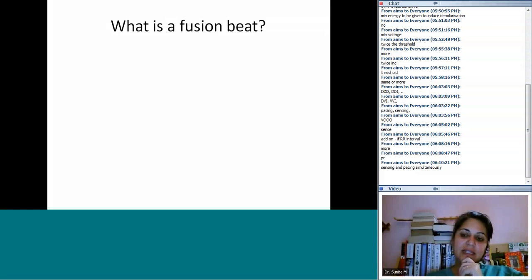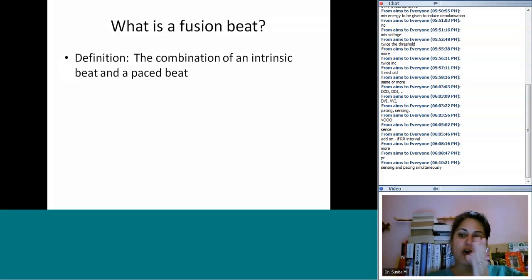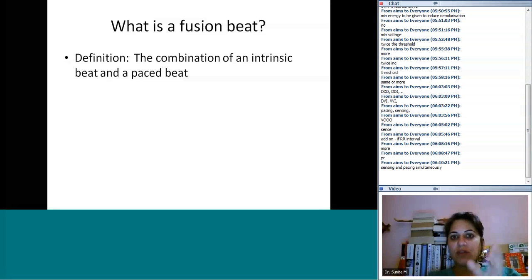It's not exactly sensing and pacing simultaneously. It's really the combination of an intrinsic beat and a paced beat. You've got your own intrinsic beat, the myocardium is producing its own beat, and at the same time a paced beat is coming, and that really is a fusion beat. For instance, you have a QRS that has come, but also a pacing spike. They're both coming at the same time, and that is a fusion beat.